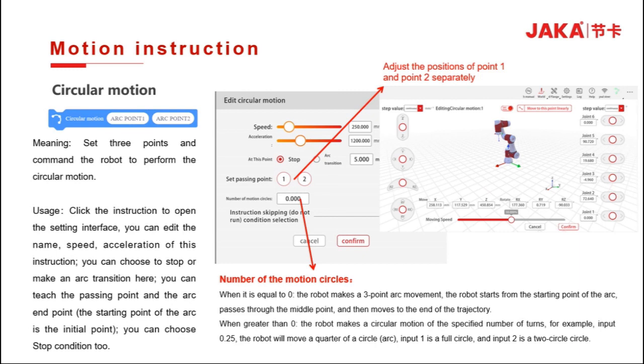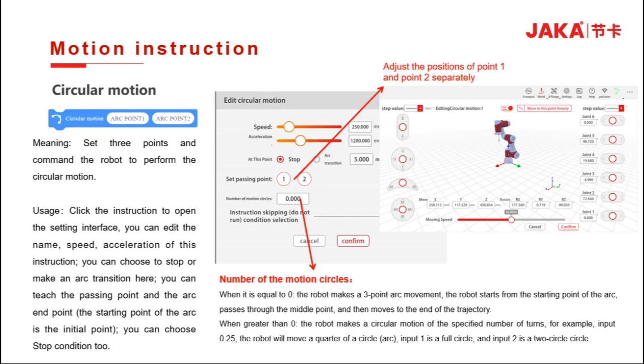Then the second one can be edited to choose to stop at this point or arc transition, as we saw previously. Then the third is to set our passing point, that is to say the middle point of our arc movement, and our end point. Click on icon 1 or 2 and it will jump to our robot teaching interface. Let's try teaching our robot's position and then click OK to return to the arc motion editing interface.